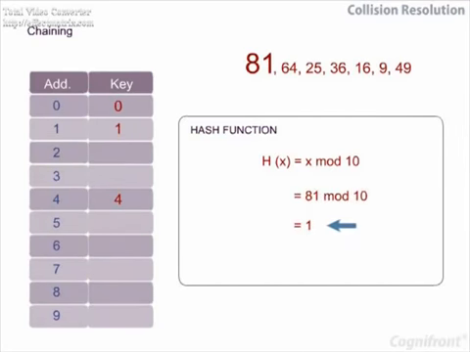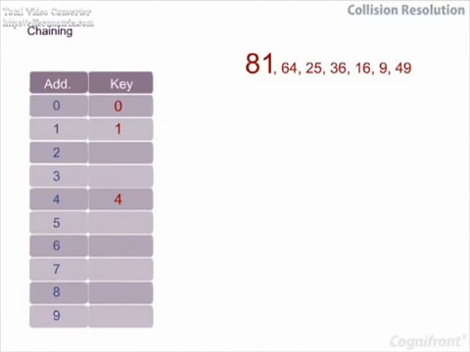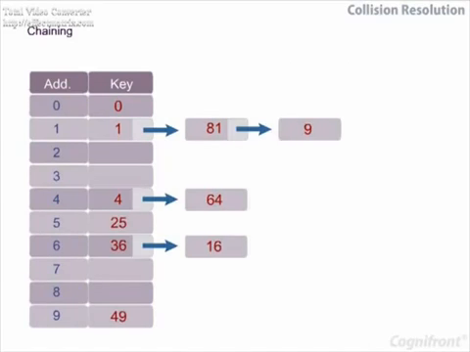Next is 81, and we get the hash value as 1. So this results in a collision. We therefore create a separate link at position 1 and place 81 in the linked list. In this way, the other elements are also placed, resulting in an adjacency list representation.